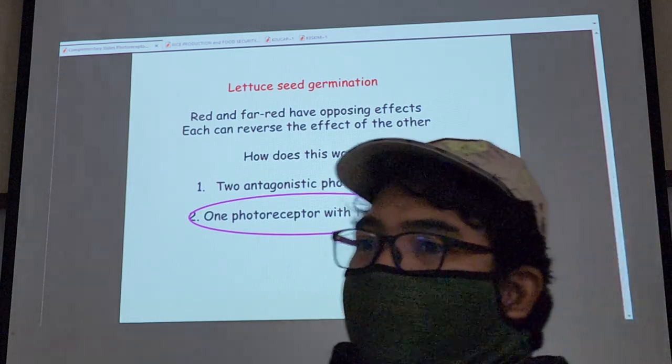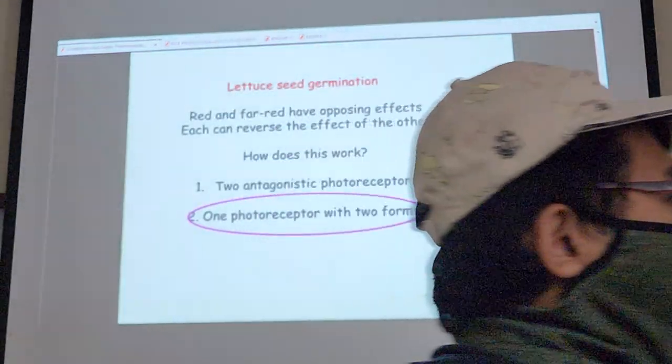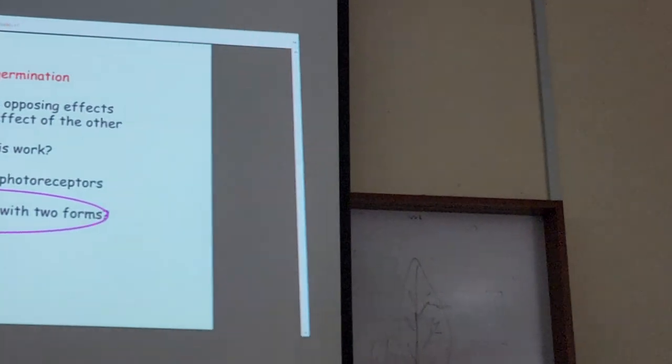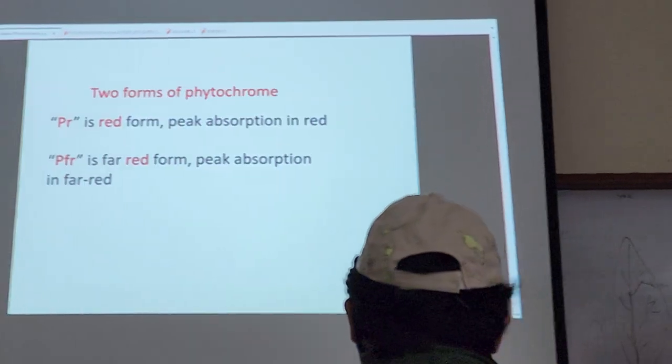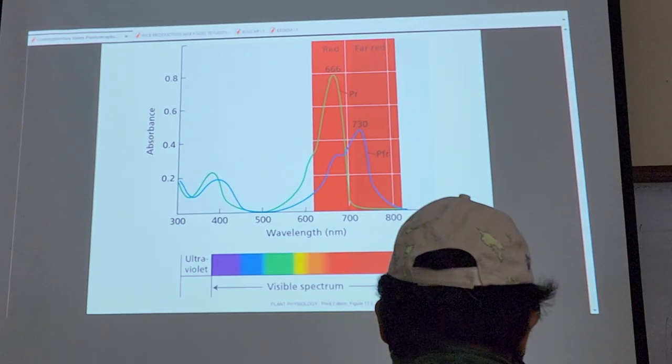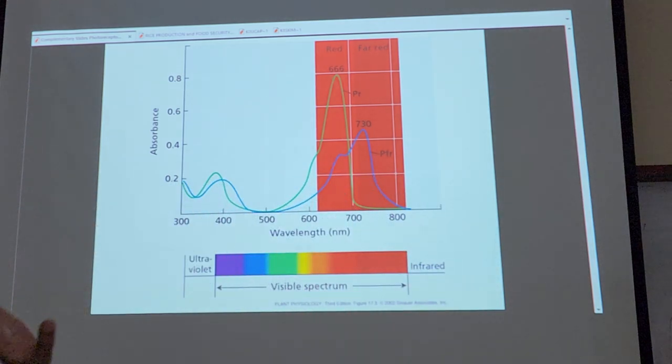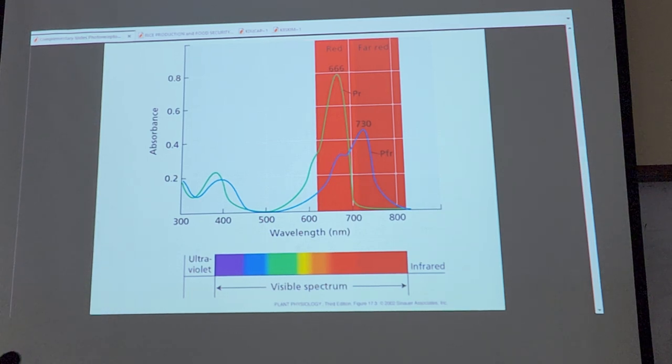One photoreceptor with two forms. This thing here, it's the same guy, due to this process, what do you call? Isomerization. Okay? This is the, because the image just now is so small. So that's the 650, 660, that's about it. Alright? I don't want to put 666.